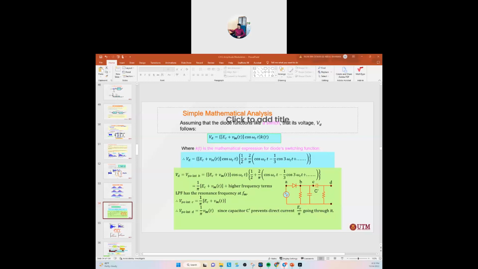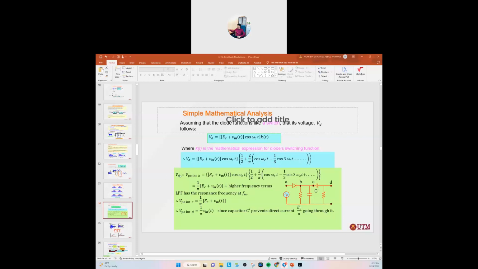So the diode switching function should be given. If it's not given, just assume it is KT. If it's given, they will give it to you. You don't need to find what the diode switching function is. If it's not given, just assume it is KT, and if it's given, they will give you the function. You don't need to predict the diode switching function.